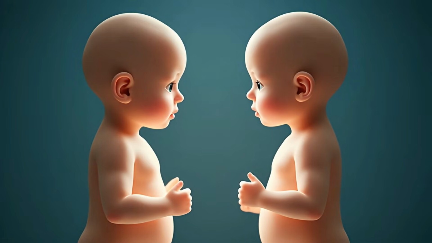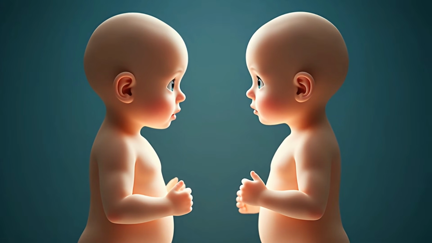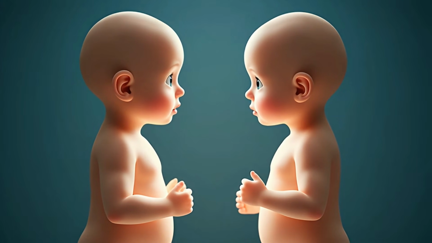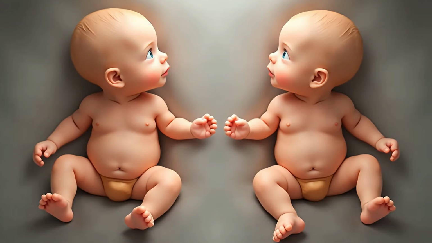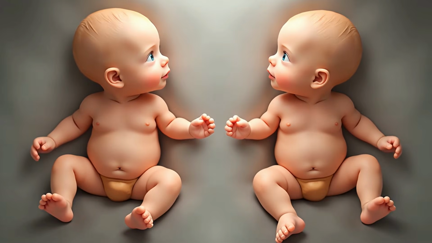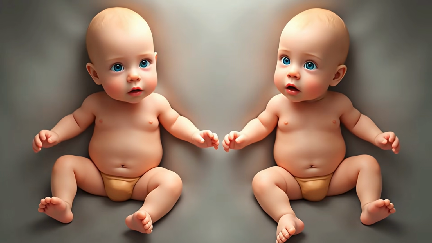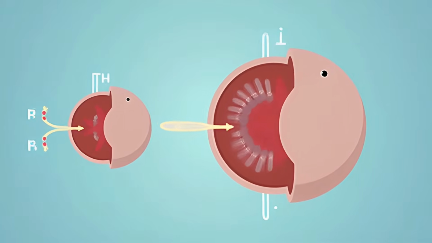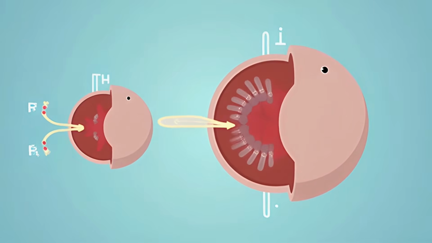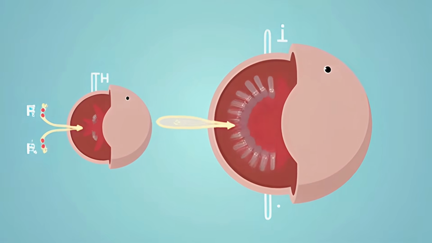Another interesting aspect of fraternal twins is how different they can be. One twin might inherit more traits from one parent, while the other inherits more from the other parent. This can lead to noticeable differences in appearance, personality, and even growth patterns. Fraternal twins are more common than identical twins, and their occurrence can be influenced by several factors.